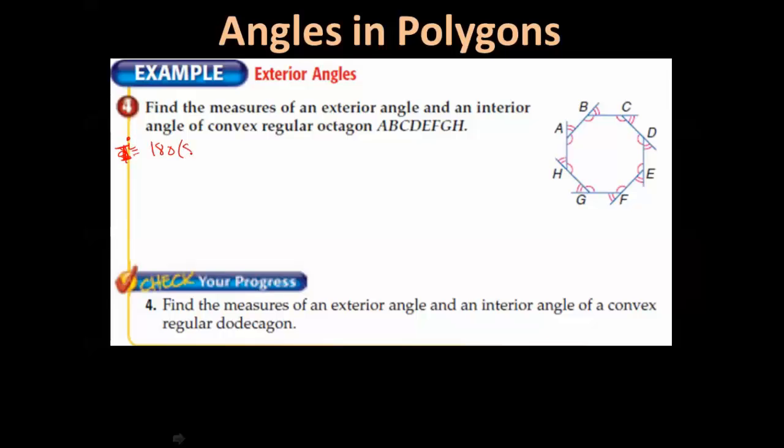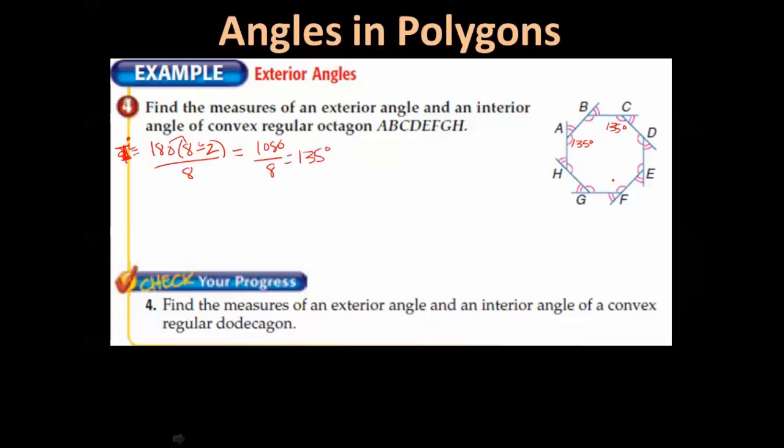180. It's an octagon, so it has 8 sides. And then I'm going to divide that by 8, or angles. It has 8 angles. So 180 times 6, because that's going to be 6. 180 times 6 is going to be 1080 divided by 8 gives me 135. So each one of these interior angles is 135 degrees.